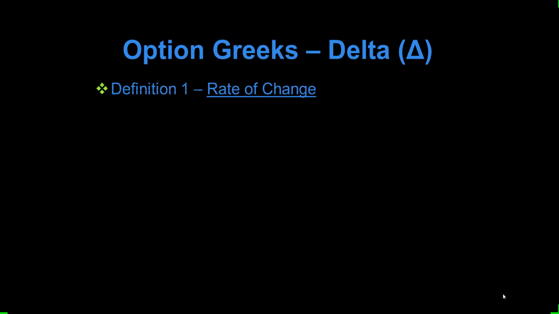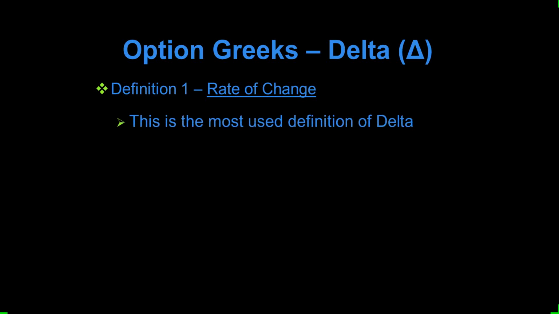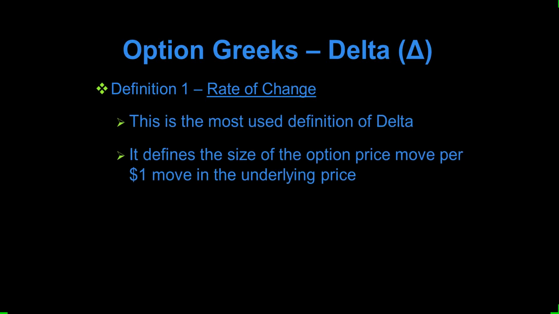So let's look at definition number one, rate of change. It's the most basic, which is why I kind of put it as number one. As I said, it's the most commonly used. It defines the size of an option move per $1 move in the underlying.